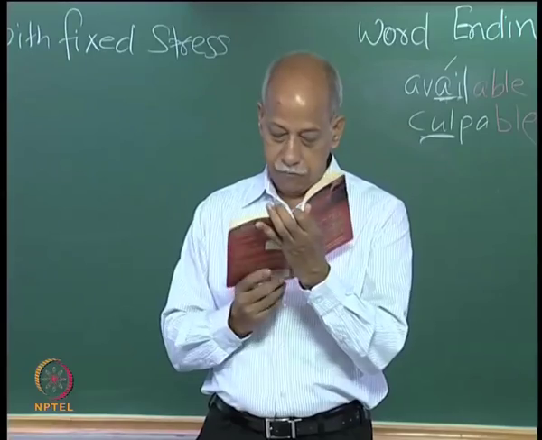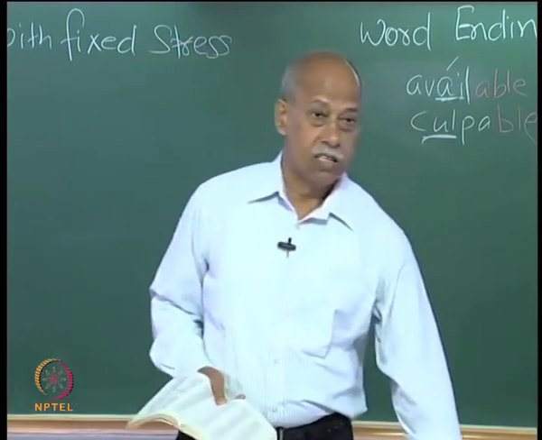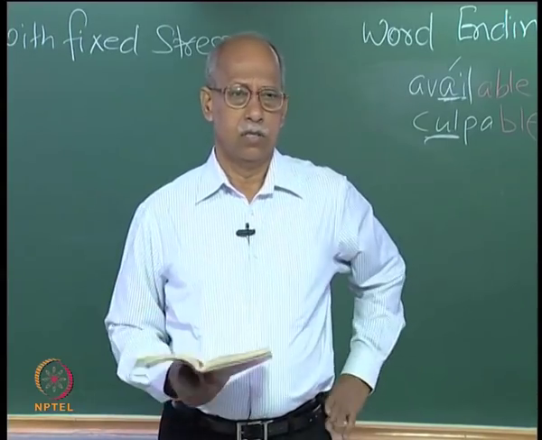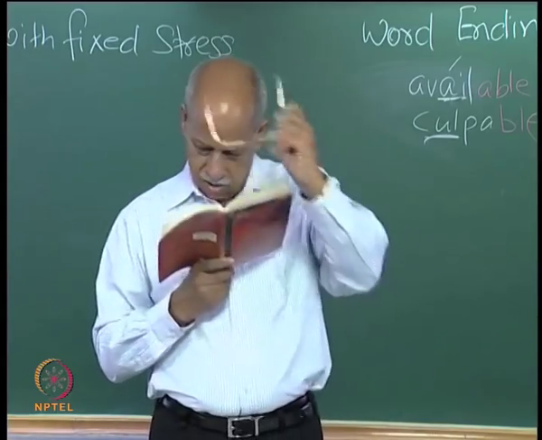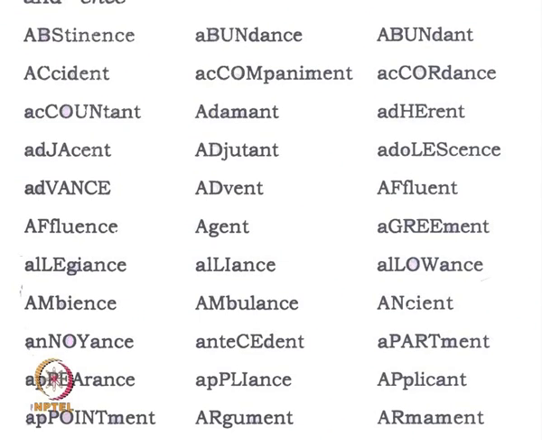Come to page number 115. Okay, section 4. Who would like to lead? Somebody please stand up. Abstinence. Abundance. Go slow, Ashwini. Accident. Accompanied. Accordance. Accountant. Adamant. Adherent. Adjacent. Adjutant. Adolescent. No, it is adolescence. Adolescence. Advent.